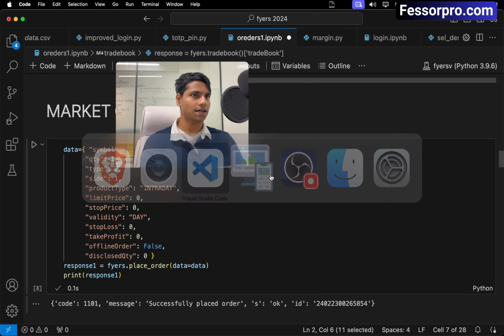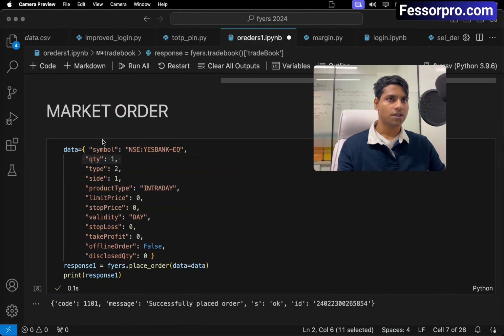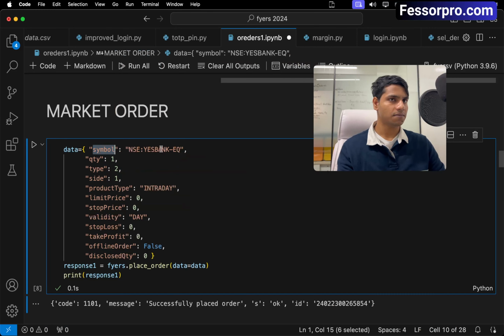Now let's try to understand this dictionary a little. The first key value pair is symbol. You have to specify the name of the stock or the instrument that you want to trade. It can be an option, a future, or a currency. You just need to specify the name of the ticker. Then the next is quantity. This quantity also needs to be correct.